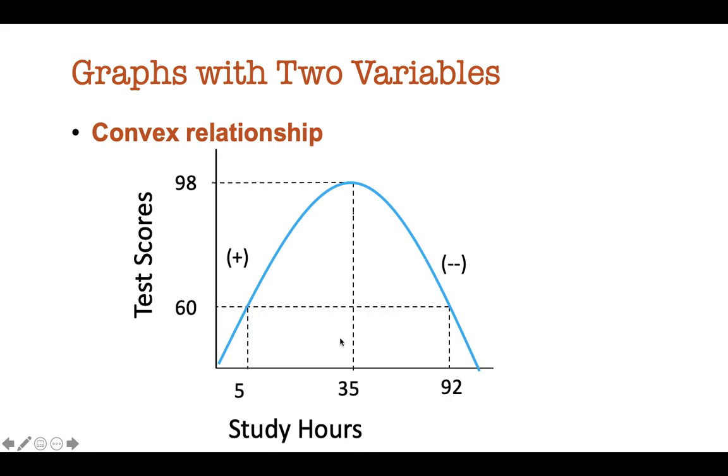So what does this mean? In the beginning, there's a positive relationship here, meaning the amount you study and your test score move in the same direction. In the beginning, the more you study, the better you do on the test. And then past a certain point, that relationship flips. Here, after 35 hours, the more you study, the worse your test score gets. So if that seems perplexing to you, there is an explanation here.